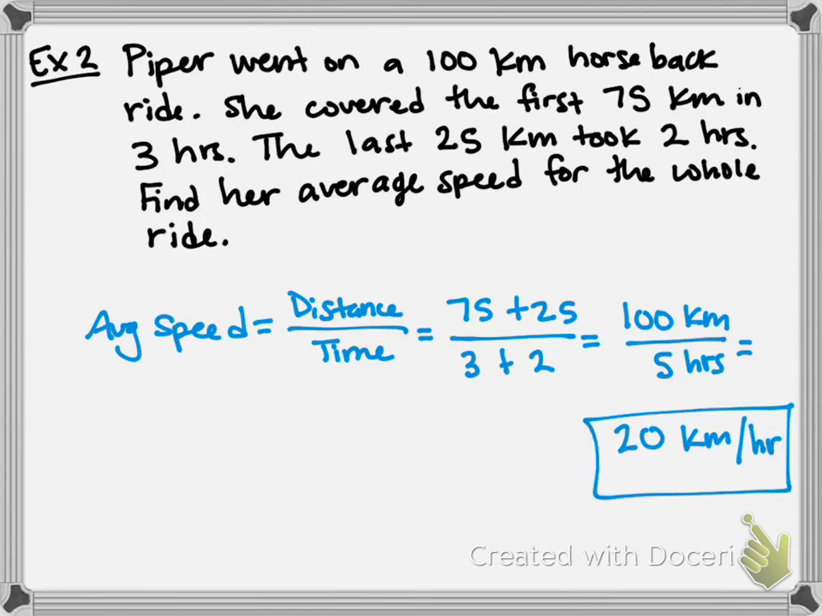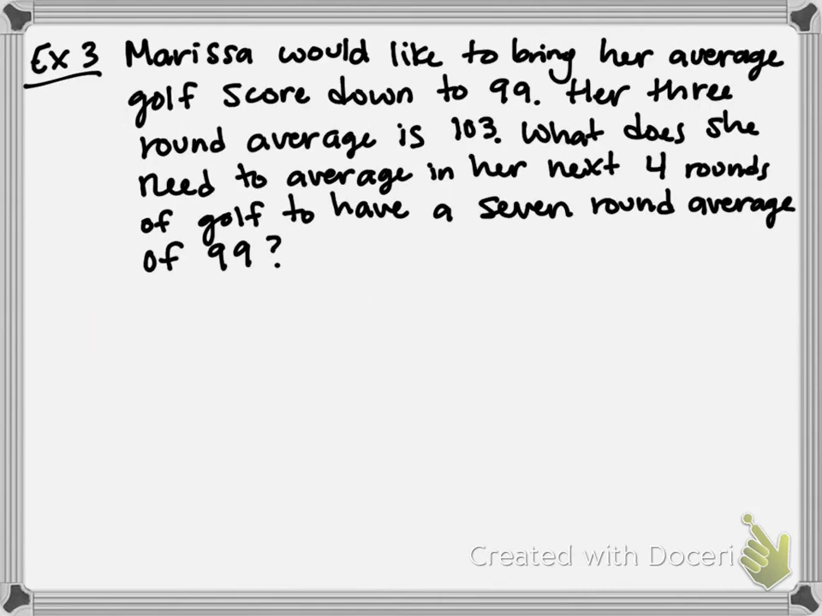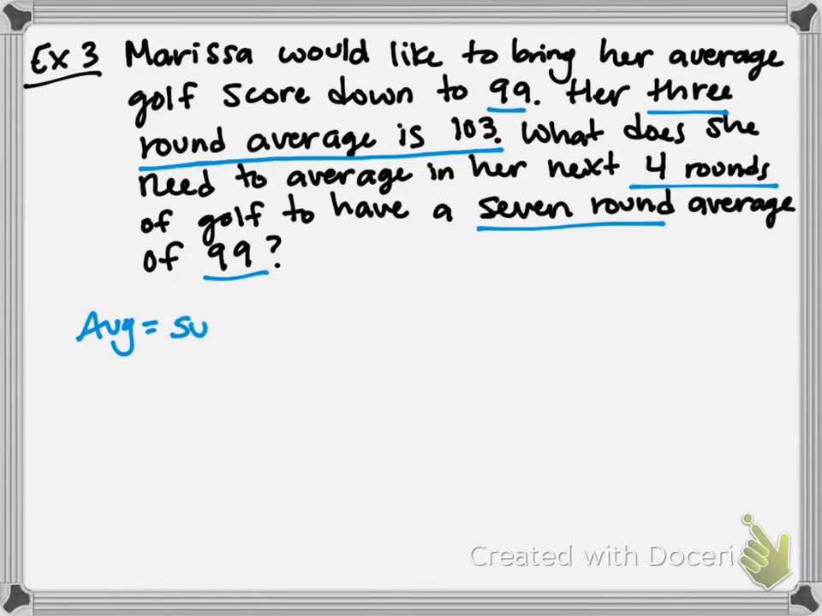All right, let's look at one more example. Example 3, Marissa would like to bring her average golf score down to 99. Her 3-round average is 103. What does she need to average in her next 4 rounds of golf to have a 7-round average of 99? So think about how to find average. To find the average, we find the sum of all the numbers, and then we divide. So this one we have to think backwards a little bit.